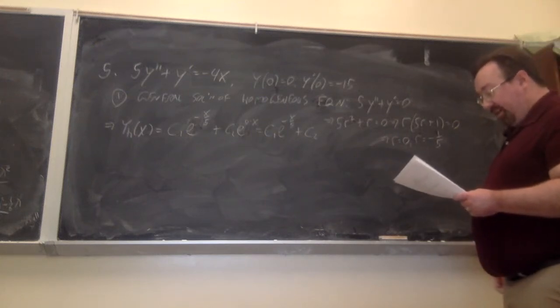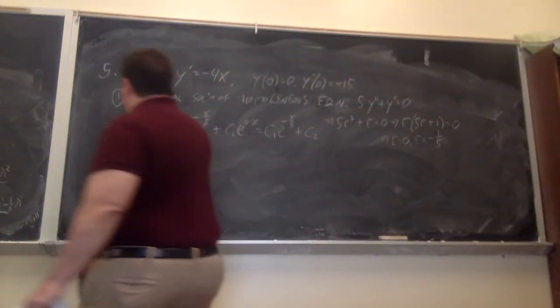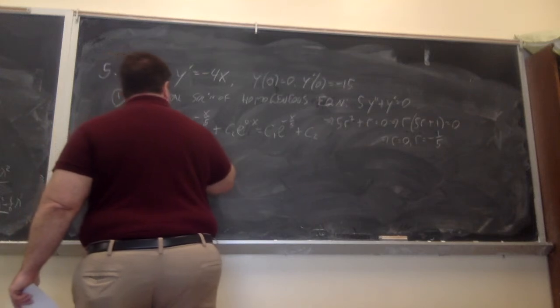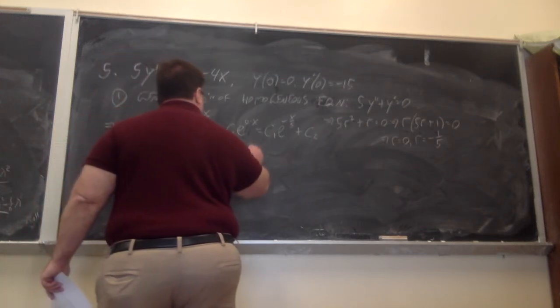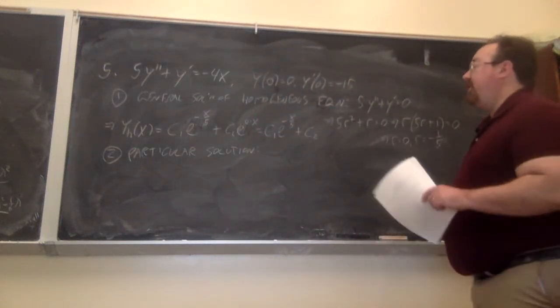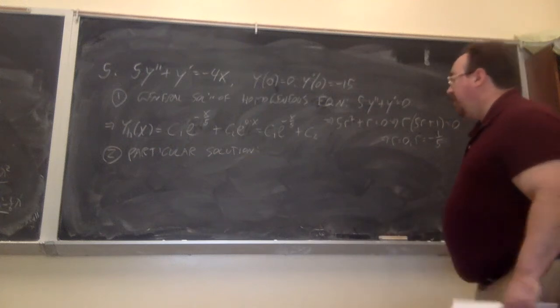All right. Now, that's for the homogeneous problem. Next is to find a particular solution, and for this problem, I'm going to use the method of undetermined coefficients. Now, what you do is you look at the right-hand side. The right-hand side, in this case, is a polynomial of degree 1.